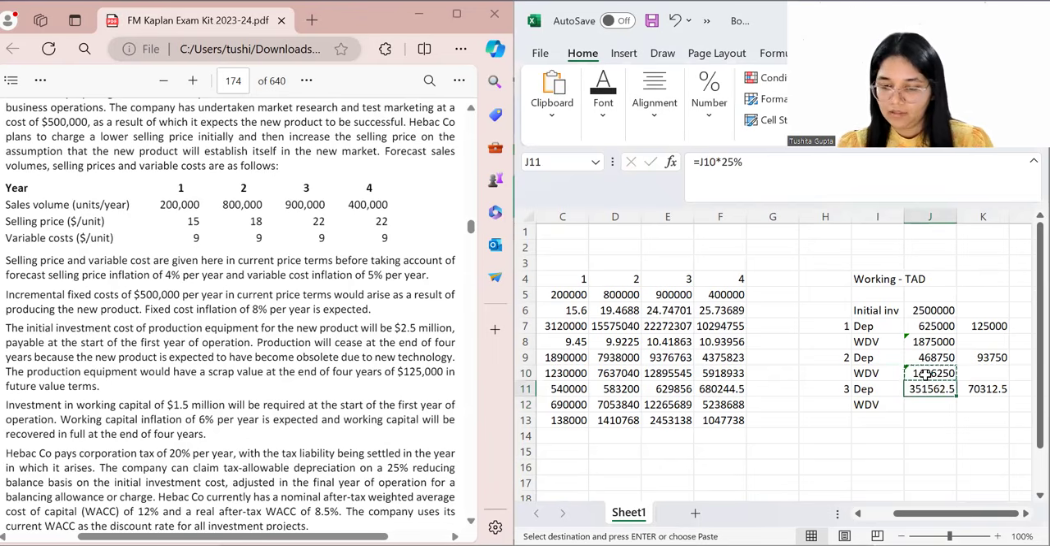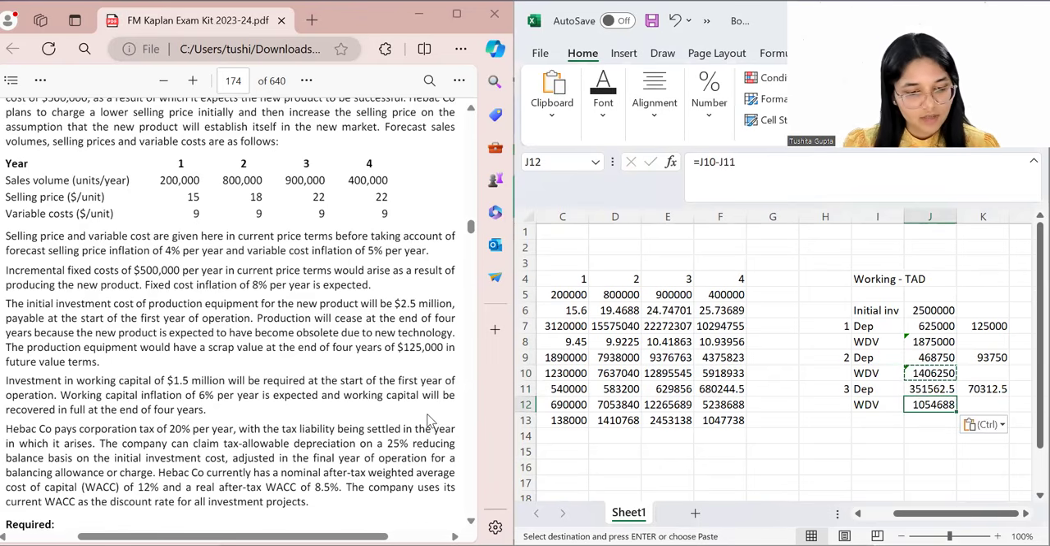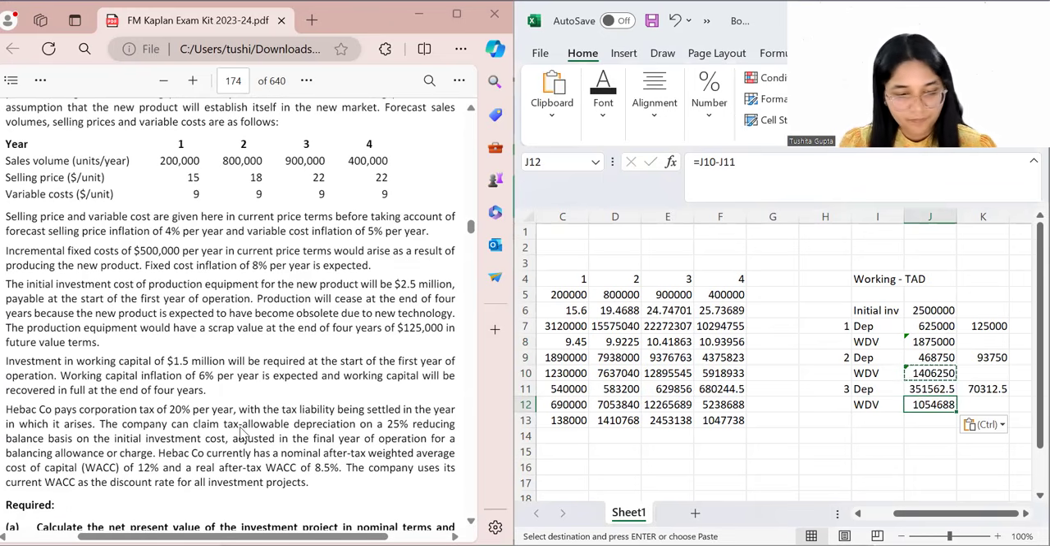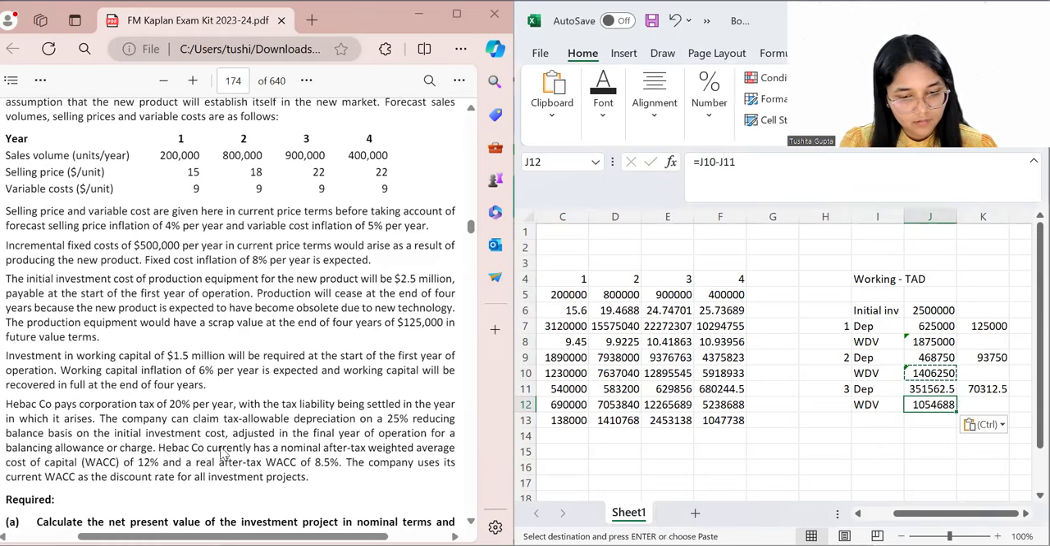So this over here is my WDV. And let's also have a look at the scrap value that is provided to us. So the scrap value which we have, the production equipment would have a scrap value at the end of 4 years of 125,000 in future value terms. So that means 125 is what is going to be my scrap value.